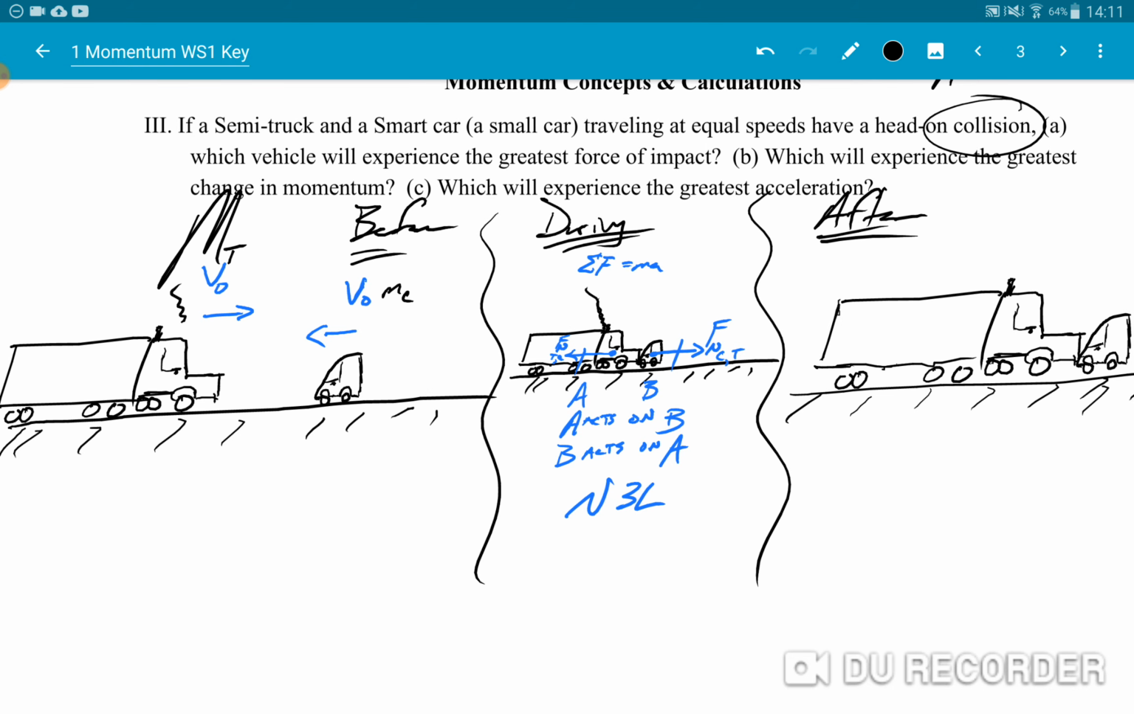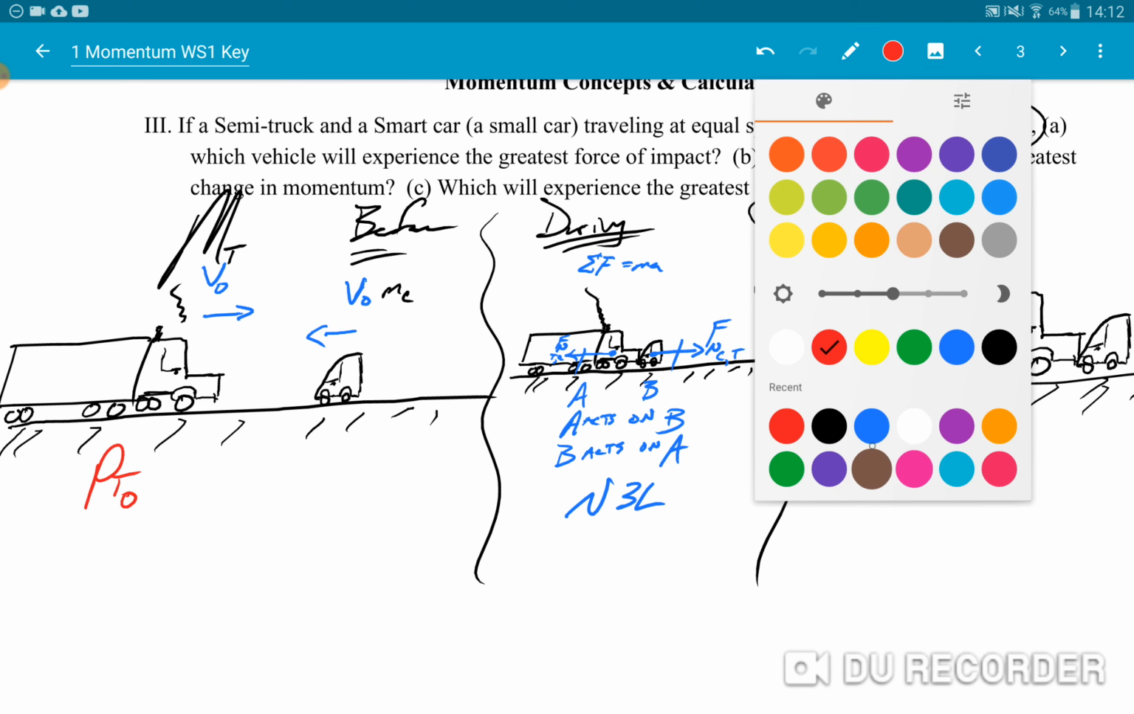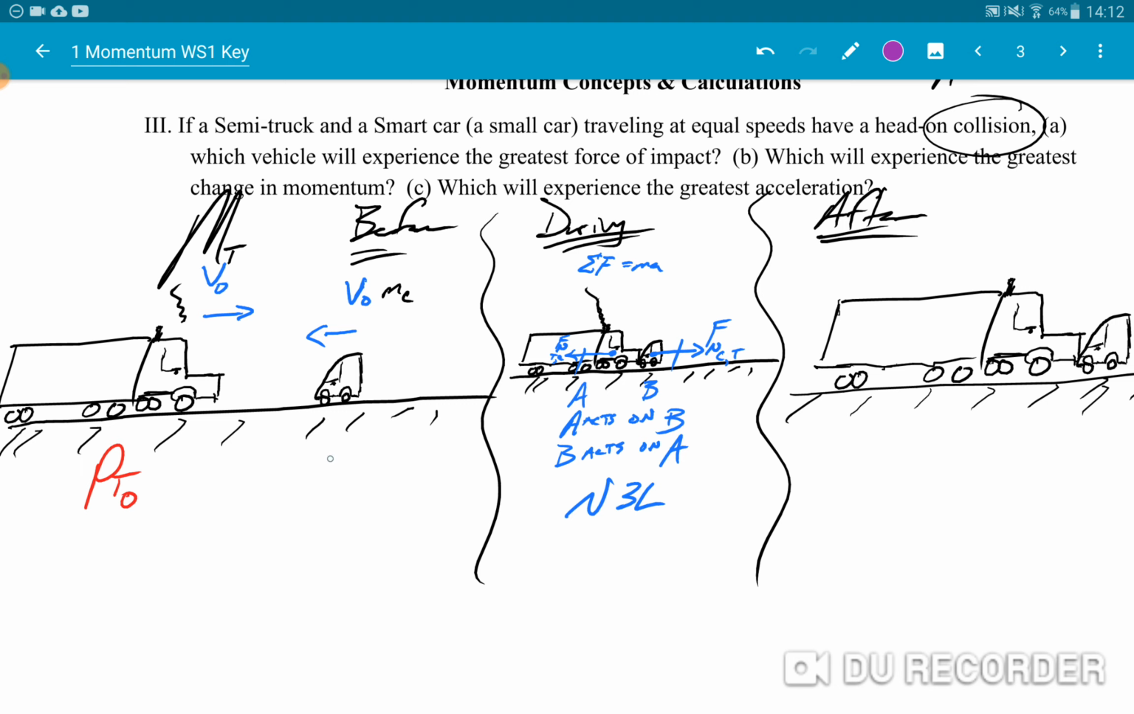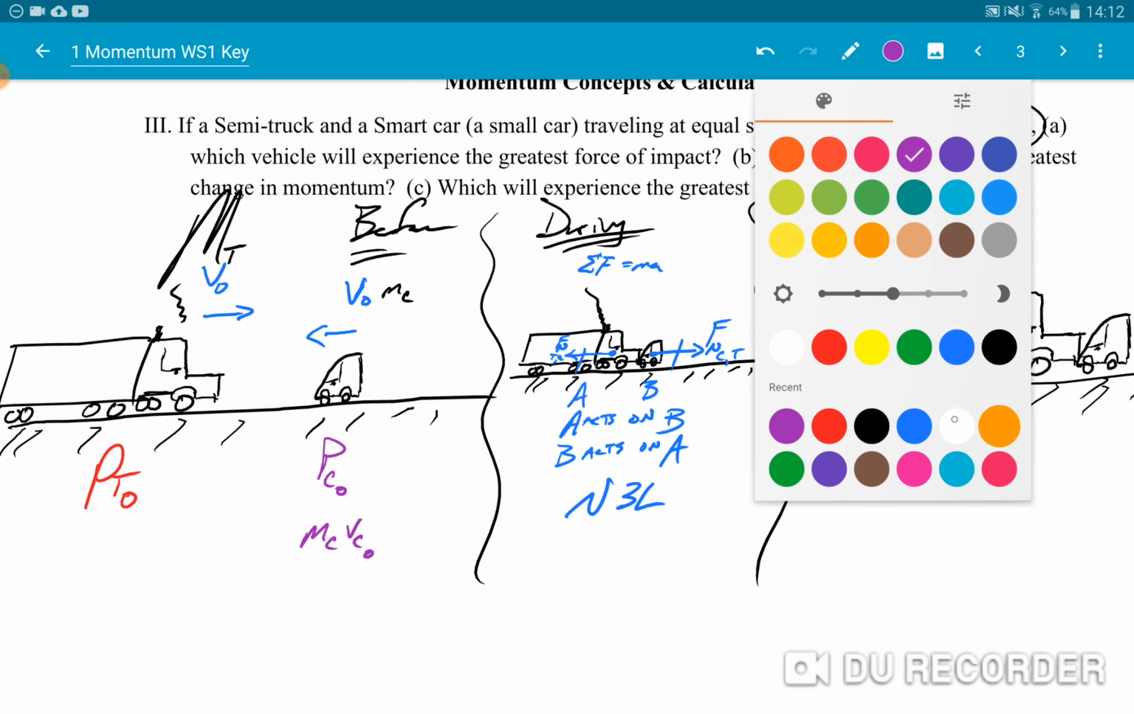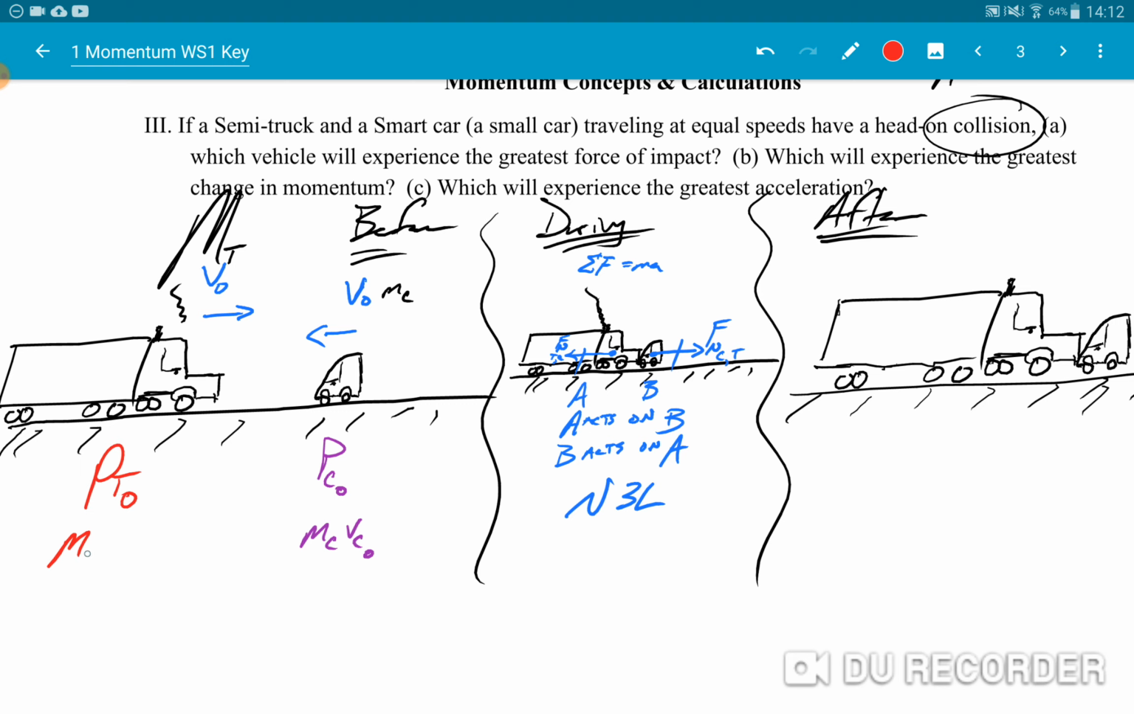Which will experience the greatest change in momentum? Okay, well, let's think about this from momentum. Let's think about the momentum beforehand, way over here on the left-hand side. Let's do red for the truck there. So the momentum beforehand of the truck, I'll put PT at the beginning for the truck. And we'll do purple for the smart car, so the momentum of the car at the beginning. Well, we know that the momentum is just the mass of the car times the velocity of the car at the beginning, and the same thing going on with the truck: the mass of the truck times the velocity of the truck at the beginning.